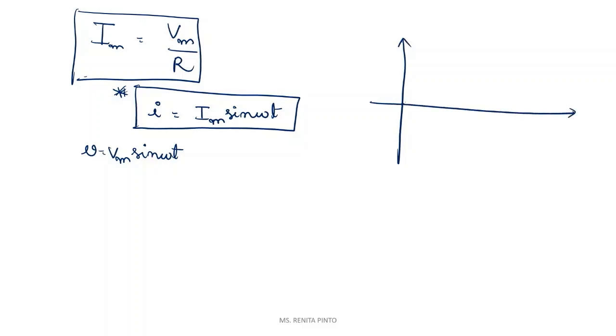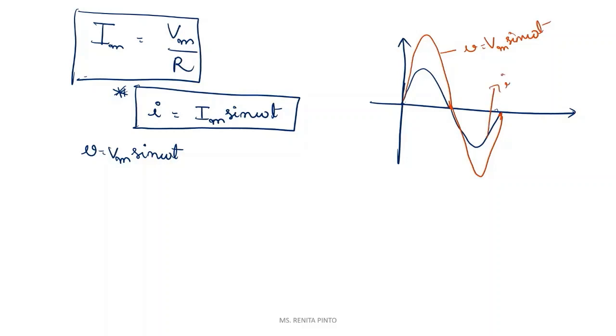Let me draw the current waveform first. Current I equal to Im sine omega t, which means the current starts from the origin or at the 0 point. If this is the current waveform, then let me draw the voltage waveform. This is the voltage, V is equal to Vm sine omega t, whereas this is the current waveform, I equal to Im sine omega t.